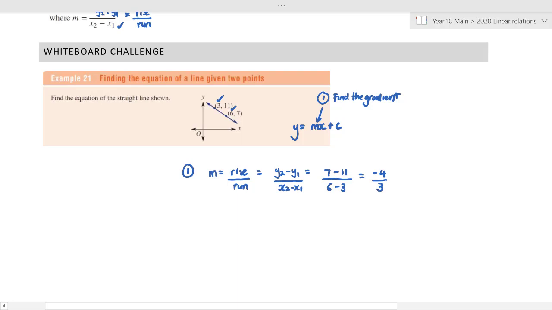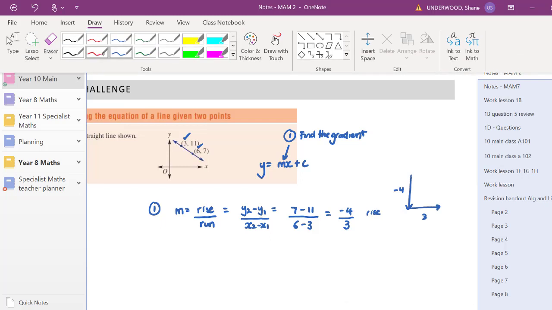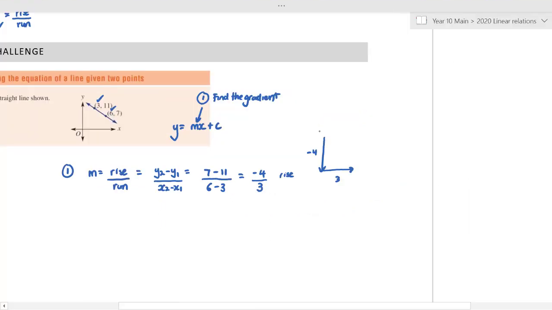What does that mean? Well, the rise, it goes down 4, if you like, and then it goes across 3. So that line, if I was to draw it in red or something, is going to have that consistent gradient. If I was to go across 3, it's going to go down another 4 and be consistent for that.